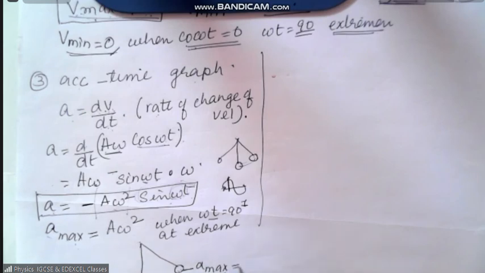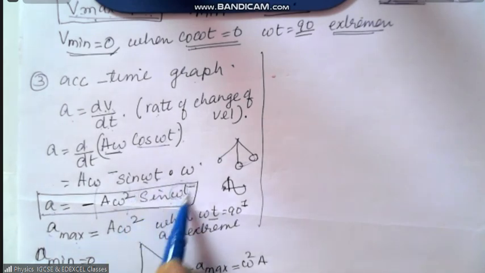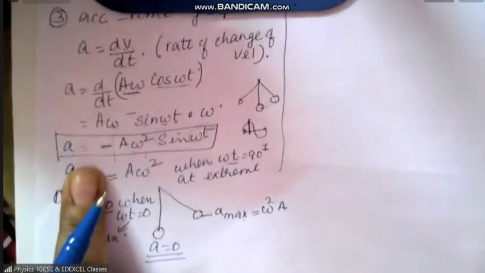And how much is this A max? Omega square A. Now when is A minimum? A minimum is 0. Acceleration is 0 when sine is 0. Sine 0 means omega t is 0. Where is it happening? Mean position. So here acceleration is 0. All right, because this is theta. Understand? Here you can understand.